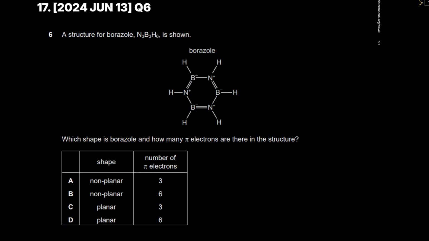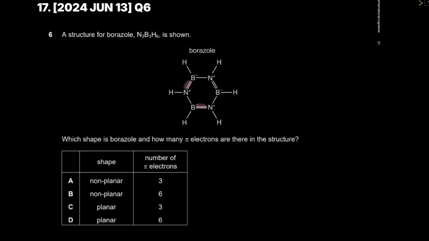Okay, a structure of borazole is shown. Borazole. I don't know what borazole is, to be very honest. I'm not a biologist, but it looks like a good molecule. What is the shape of borazole, and how many pi electrons are there in the structure?